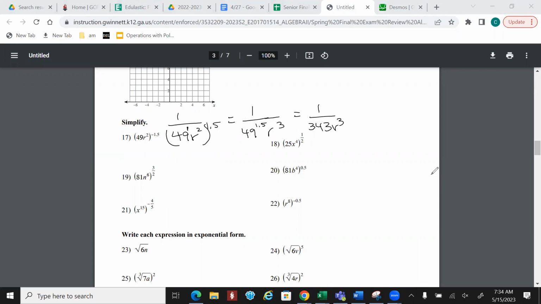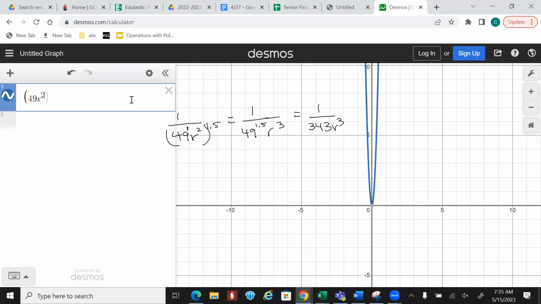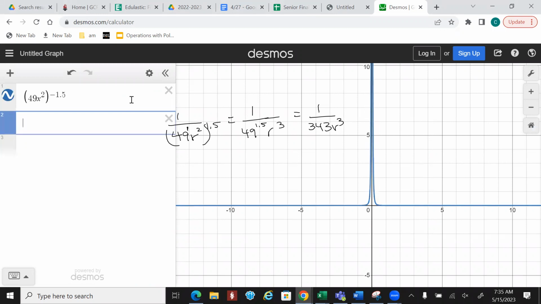Since this problem will be multiple choice, let me show you a cheat code way to do this. Okay, if I take the original function and I put x instead of r, watch what happens. So if I do 49 times x squared, that parentheses is real fancy, raised to the negative 1.5, and then I take the answer choice that I got, so the final result.